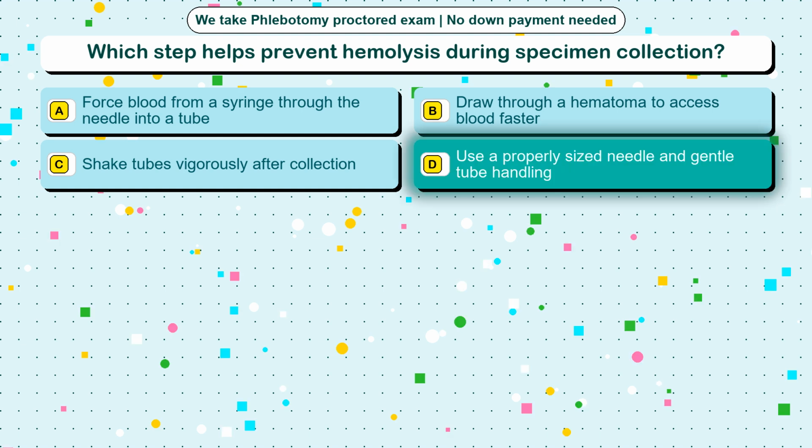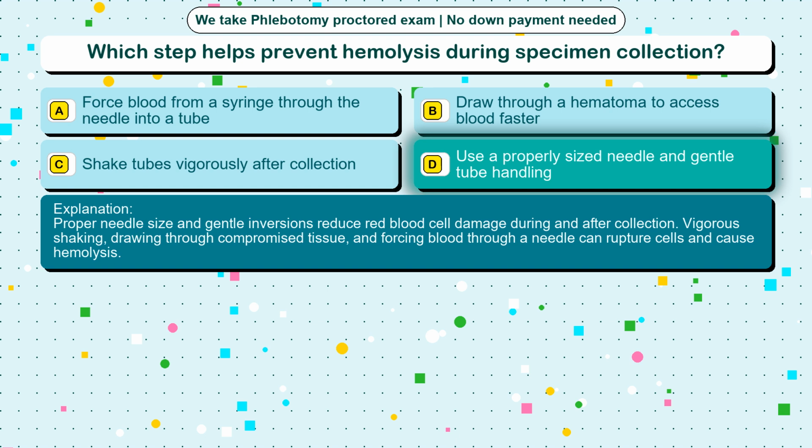The correct answer is option D. Use a properly sized needle and gentle tube handling. Proper needle size and gentle inversions reduce red blood cell damage during and after collection. Vigorous shaking, drawing through compromised tissue, and forcing blood through a needle can rupture cells and cause hemolysis.